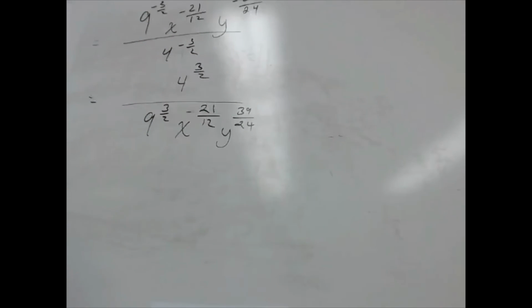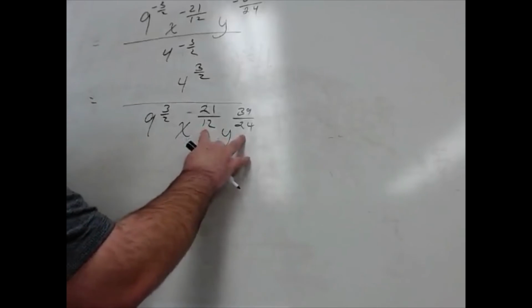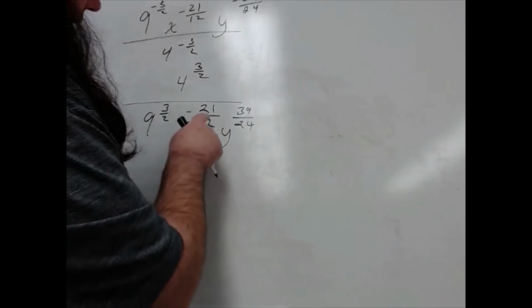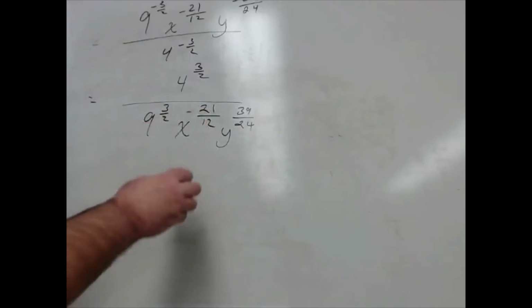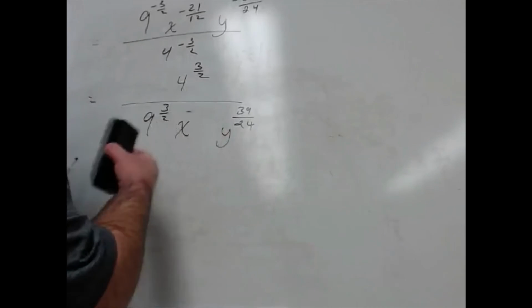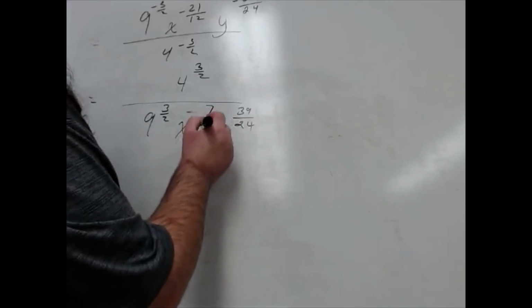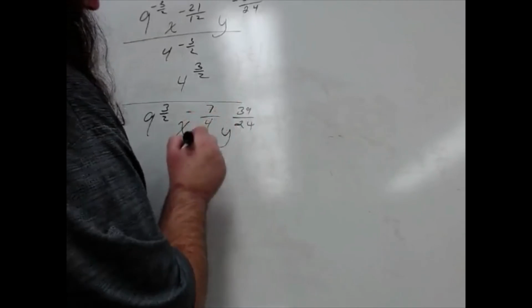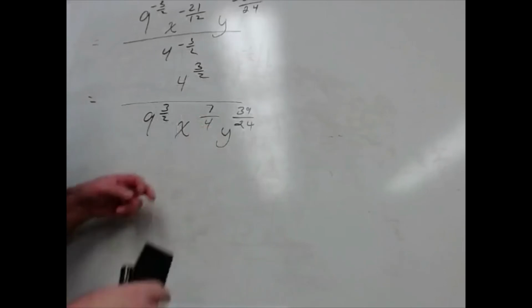Now these two terms here, there isn't much you can do. You can't reduce, can you? Oh, these are both divisible by 3 right here. 21 and 12 are both divisible by 3, right? So I can divide 21 by 3 to give me 7, and 12 by 3 to give me 4. So that should actually be 7 over 4. And then 39 and 24, well 39 is a prime number, so that one's not going to reduce.